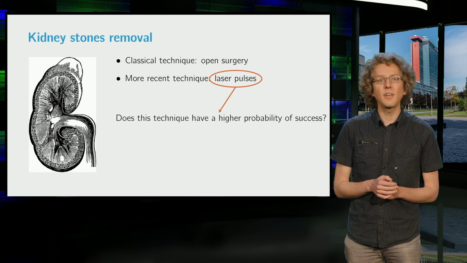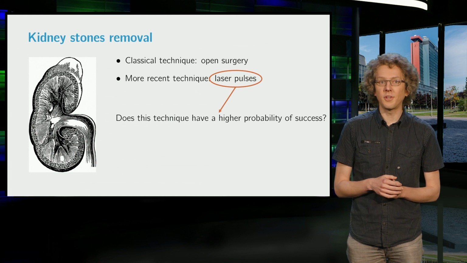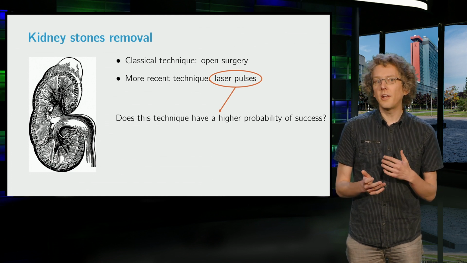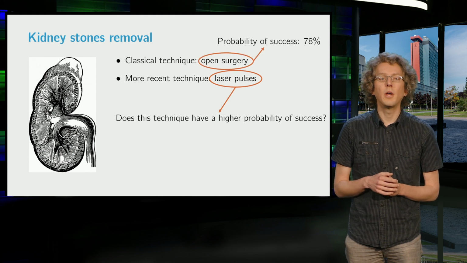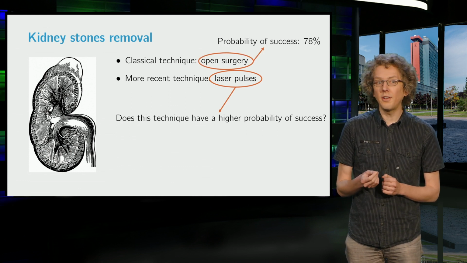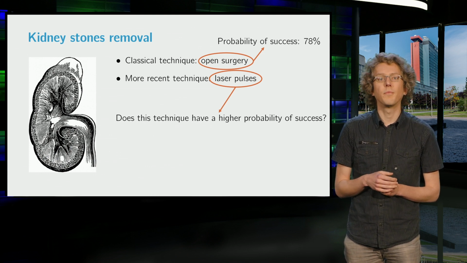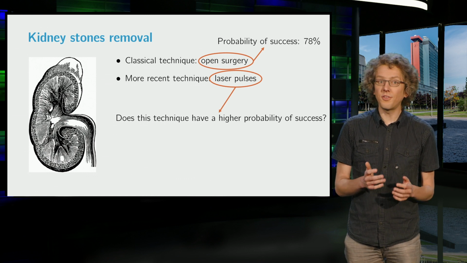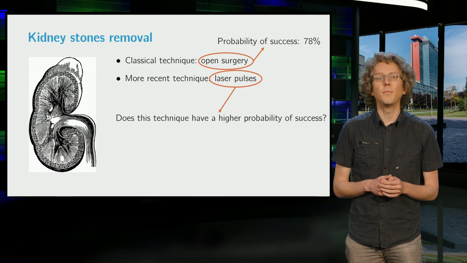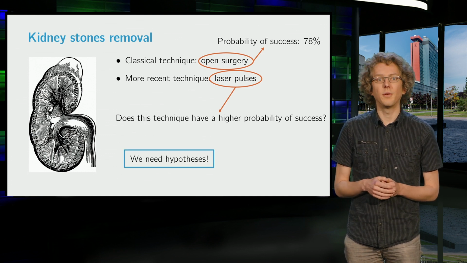Well, let's investigate. At the beginning of this century, the open surgery technique was well known and it had a probability of success of 78%. In this setting, success is defined as the full removal of all kidney stones after the treatment. What proponents of the new technique would like to prove is that their technique is more successful. For this, a hypothesis test is well suited.